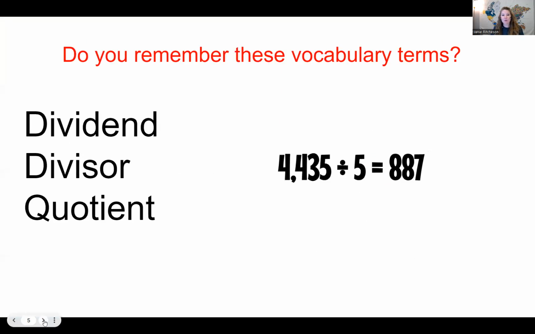All right, so do you remember these vocabulary terms? I know you've heard them before. The dividend is the number that's being divided by another amount. A divisor is what is being divided into another amount, and the quotient is the answer once division has taken place. So dividend, divisor, and quotient.